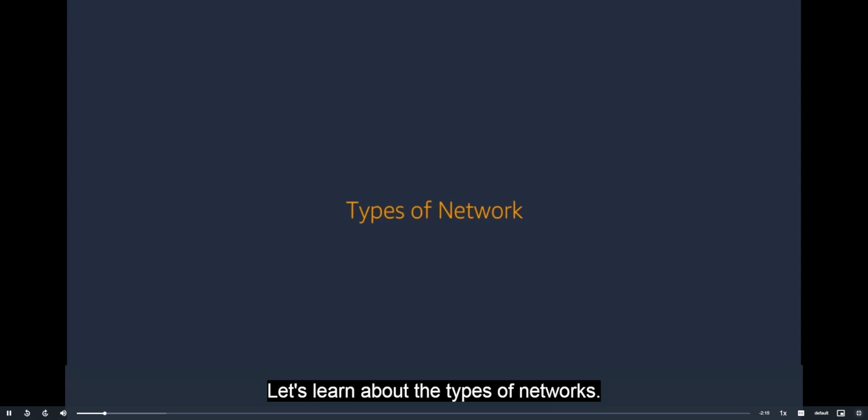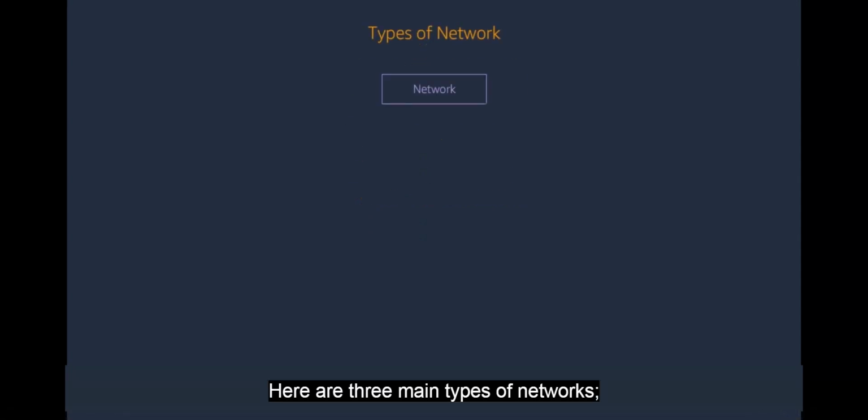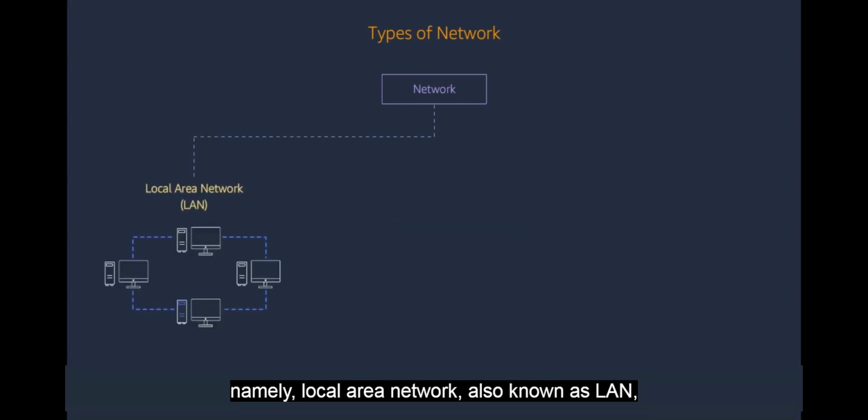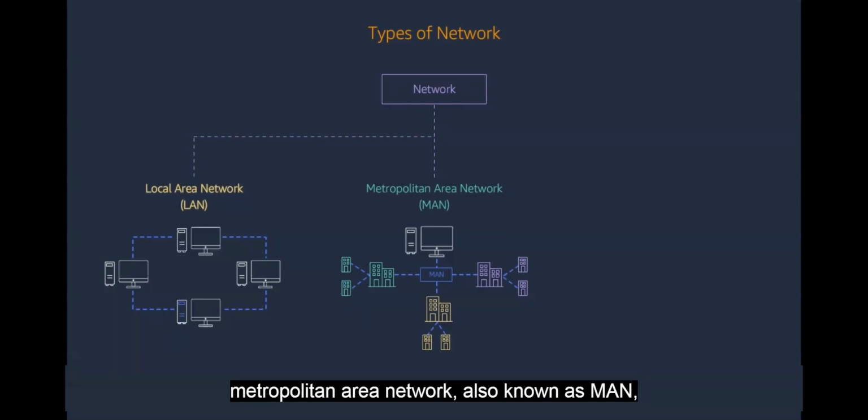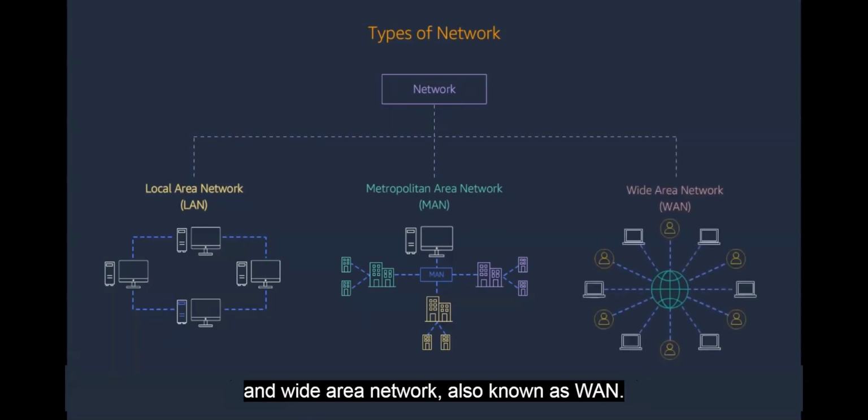Let's learn about the types of networks. Here are three main types of networks, namely Local Area Network, also known as LAN, Metropolitan Area Network, also known as MAN, and Wide Area Network, also known as WAN.